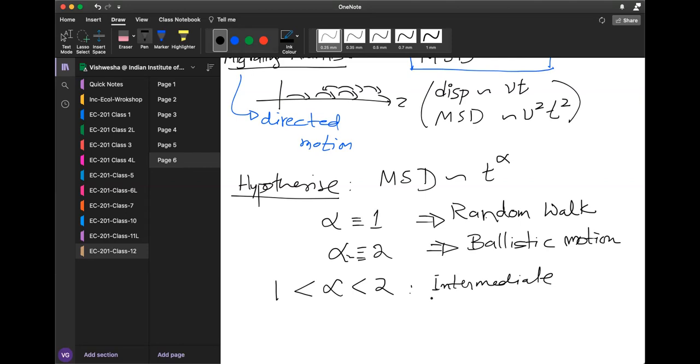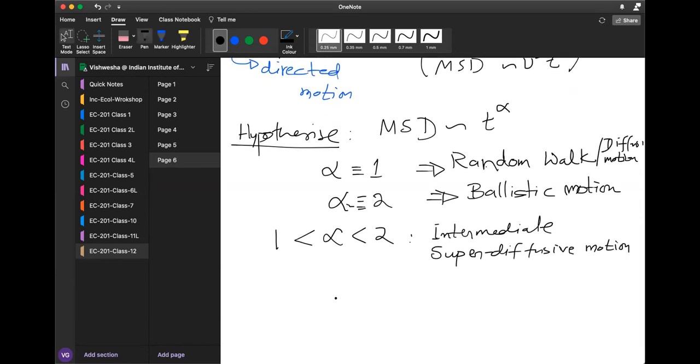It's called super diffusive. Random walk has many, many names. So random walk is also called diffusive motion. It's often very slow because you're moving randomly, right? Okay. And of course, ballistic motion is very rapid because you're directed in a specific direction. But what you have in between is called super diffusive motion. And finally, you can also have alpha less than 1. We call them subdiffusive.